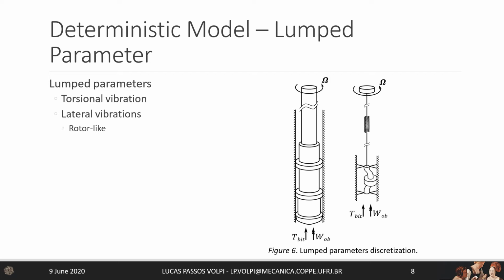The drill pipes are then considered as a torsional spring while the BHA is considered as a rotor limited between stabilizers confined between walls, as illustrated. In this figure, omega is the speed applied and, whereas it is constant, the BHA speed is assumed to be the same as the bit's. T-bit is the torque due to the bit-rock interaction and the WOB is the weight on bit.